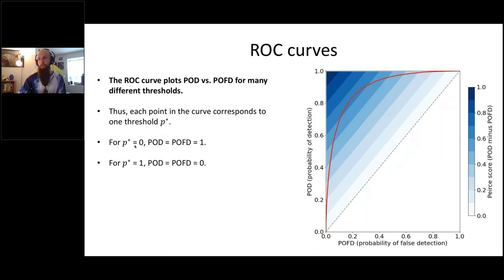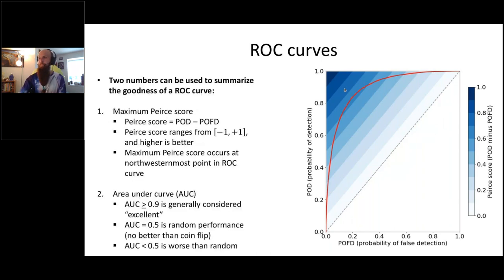For the lowest probability threshold, for probability threshold of 0, everything becomes a yes forecast. So your POD is 1 and your POFD is 1, and you're at the top right of the curve. Then for a probability threshold of 1, everything becomes a negative forecast. So your POFD goes down to 0 and your POD goes down to 0, and then you're at the bottom left. And generally what you want to see in a ROC curve is you want to be as close to the top left, or the northwest, as possible.